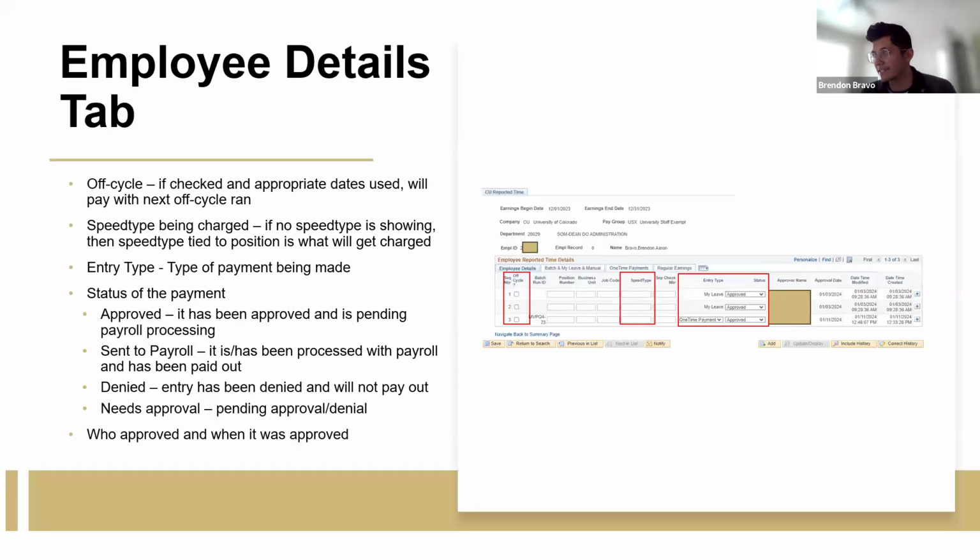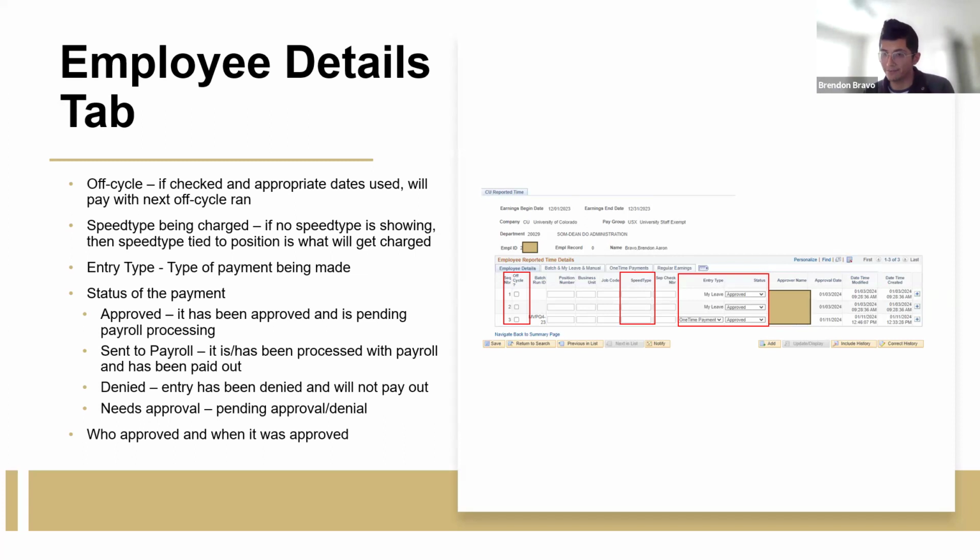So when we look at the employee details tab, the main ones I'm concerned about are the off-cycle box, speed type, entry type, and status, and sometimes the approval date. So if we're looking at off-cycle, if you want something to run with off-cycle, you need to make sure that box is checked, and you want to make sure you're using appropriate dates in order for off-cycle to get picked up. So for off-cycle to get picked up correctly, the effective dates being used have to be with a payroll date that's already run.